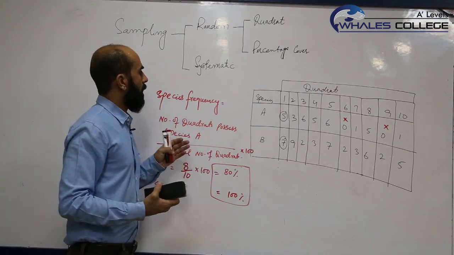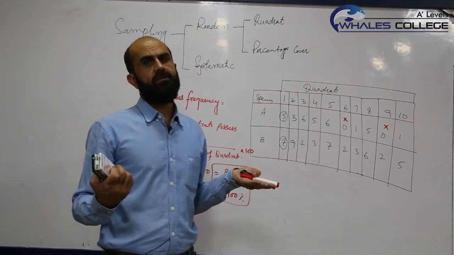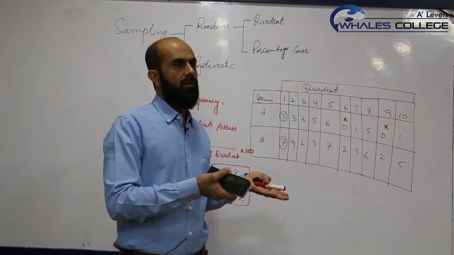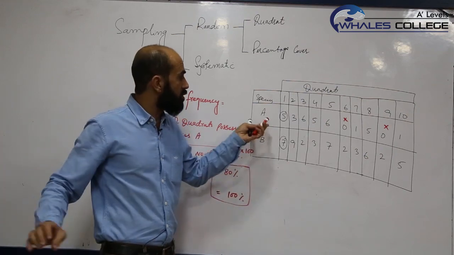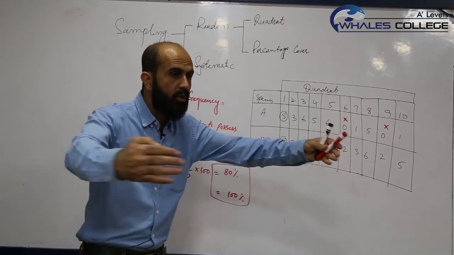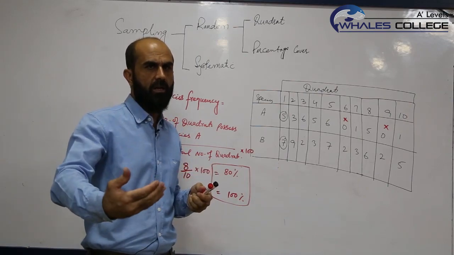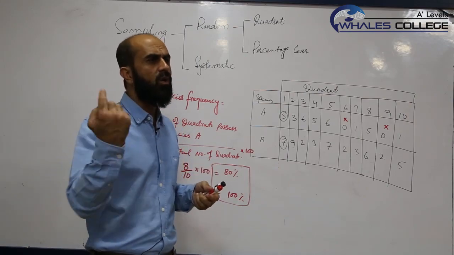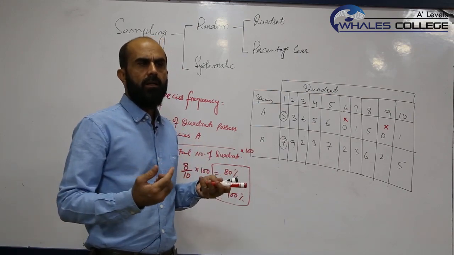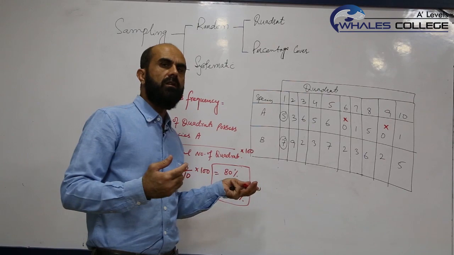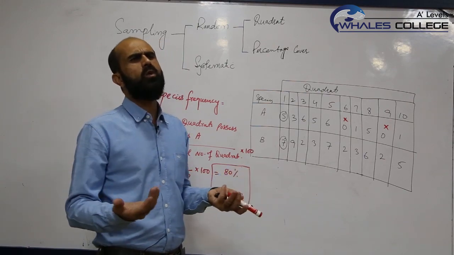Right, now it is very simple, but what does it tell us? It tells us how much these two species are distributed in an area. The higher the percentage, the higher the frequency, the more evenly the species is distributed throughout the area. It is not concerned with the number, abundance, density, or how many individuals are present.